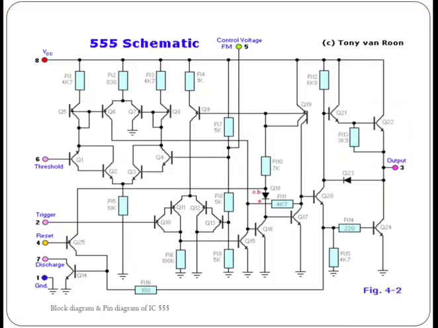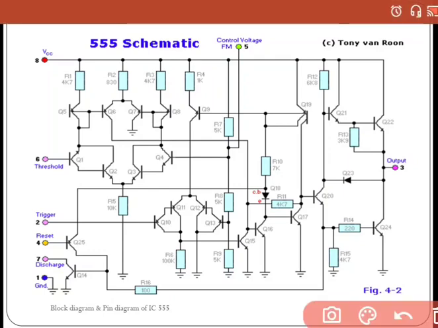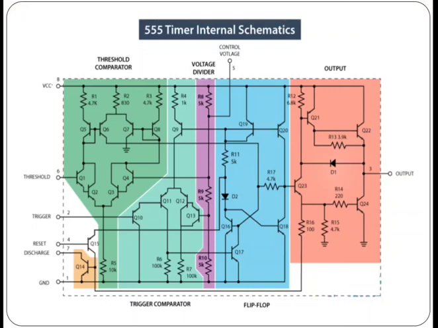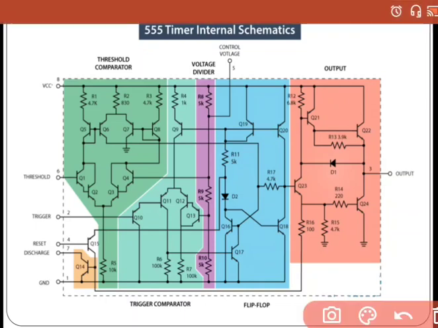Now here is the schematic of the 555 IC, the integrated circuit. Inside the 555 timer, there are various transistors, diodes and resistors, and these could be grouped like this, and this could be grouped like this. Now look at this green portion.